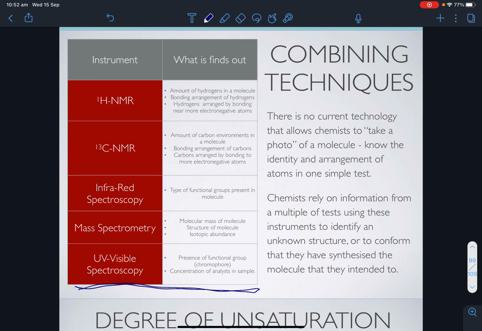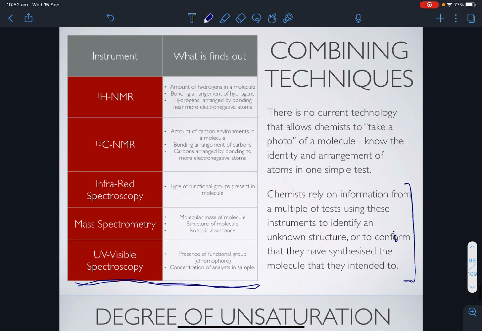Okay, so what have I said here? There's no current technology that allows chemists to take one photo of a molecule, or to use one analysis technique to give me the molecular formula, the bonding arrangement, and exactly what functional groups are there in one simple test. We don't have it yet. So we rely on information from multiple tests of these instruments to identify an unknown structure, or to confirm that we have made what we're aiming for. That's usually what it's used for.